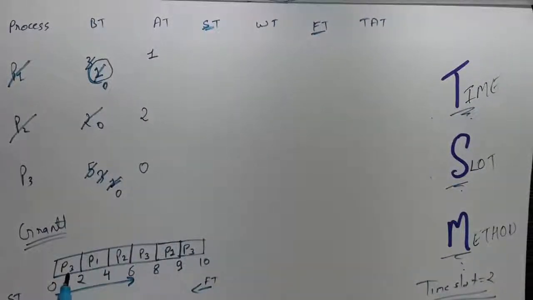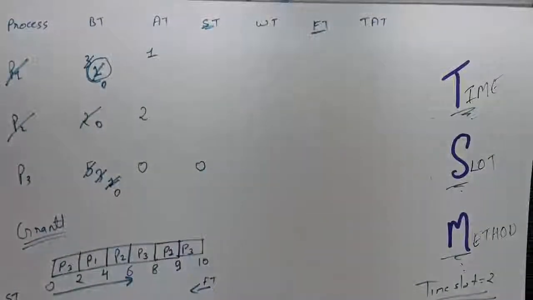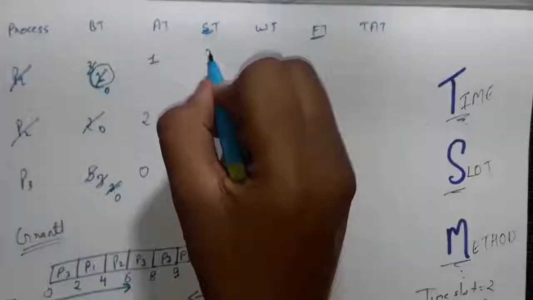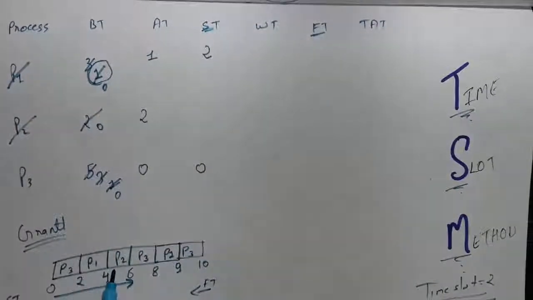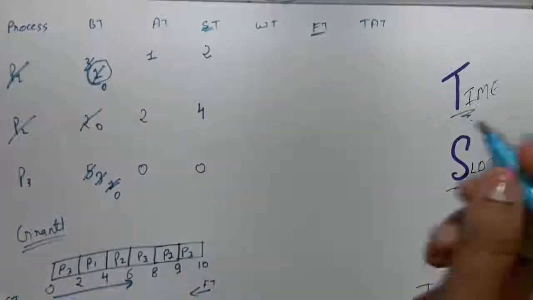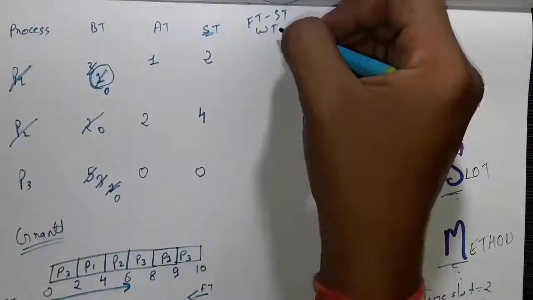You can see the first process P3 started on 0, so directly write 0 below the start time. Then the next process is P1. P1 started on 2, so write 2. And now the P2 process started on 4, so write 4. Now to find the waiting time, the formula for waiting time is finish time subtract starting time.